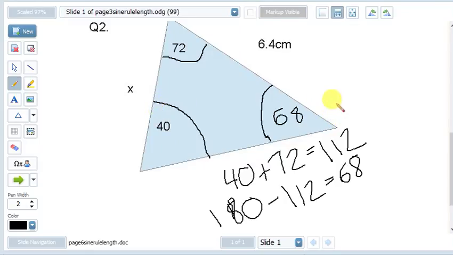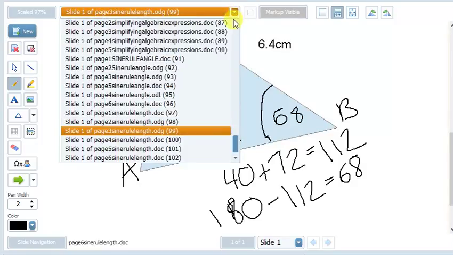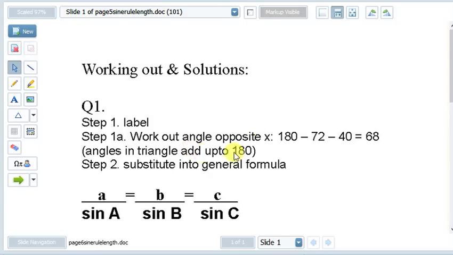So what I'm going to do is call this one B, this one A, because I've got the angle and the length, this one here C, and this one here little c. Okay, so let's go back to our answers.